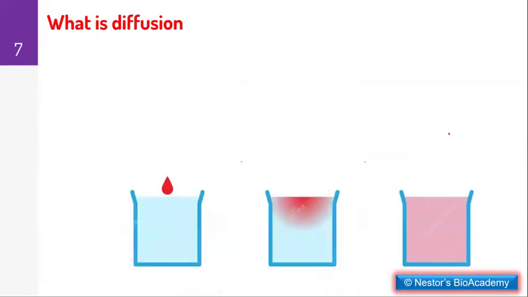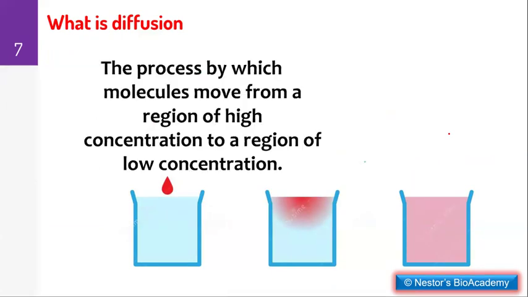So based on this earlier illustration, we can define diffusion as the process by which molecules move from a region of high concentration to a region of low concentration. Molecules will always tend to move from the region where they are highly concentrated to the region where they are lowly concentrated. And this is what we mean by diffusion.